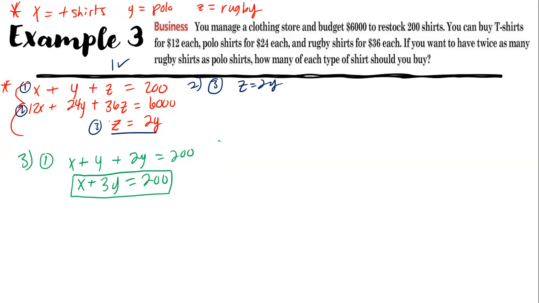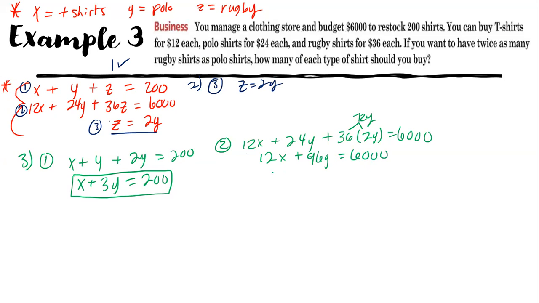And then we're going to plug into equation 2. And that gives us 12X plus 24Y plus 36 times 2Y equals 6,000. Gives us 12X plus 36 times 2 is going to be 72Y. So 24 plus 72 is 96Y equals 6,000. Because these are all factors of 12, you actually can simplify if you don't want to work with the big numbers all the way through.